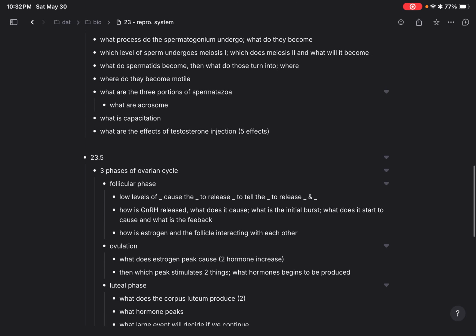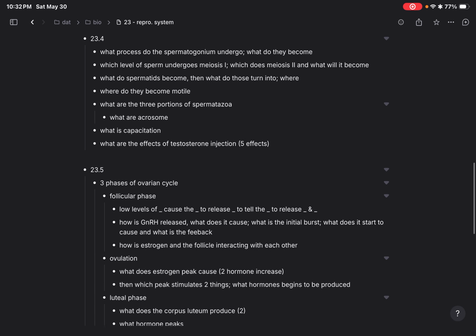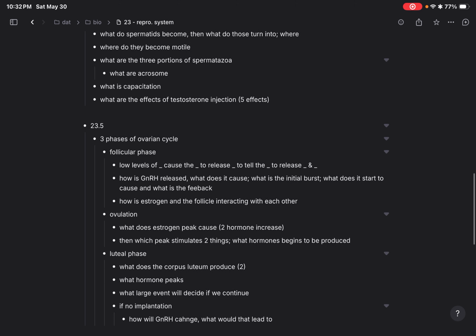So what is capacitation? Capacitation is when the sperm get into the female reproductive tract, and they become supercharged and start moving super fast. They become super mature and super fast. So yeah. What are the effects of testosterone injection?